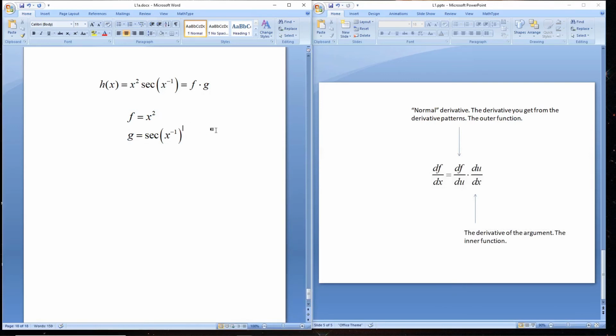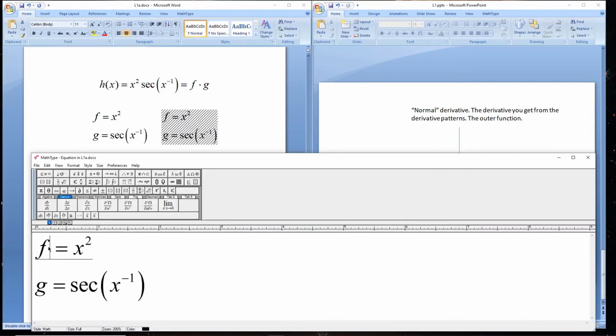And so those are our explicit definitions. And now we need to take the derivative of them. So the derivative of f, that's just a straight up derivative pattern there. The derivative of x squared is 2x. And now the derivative of g is where our chain rule is.